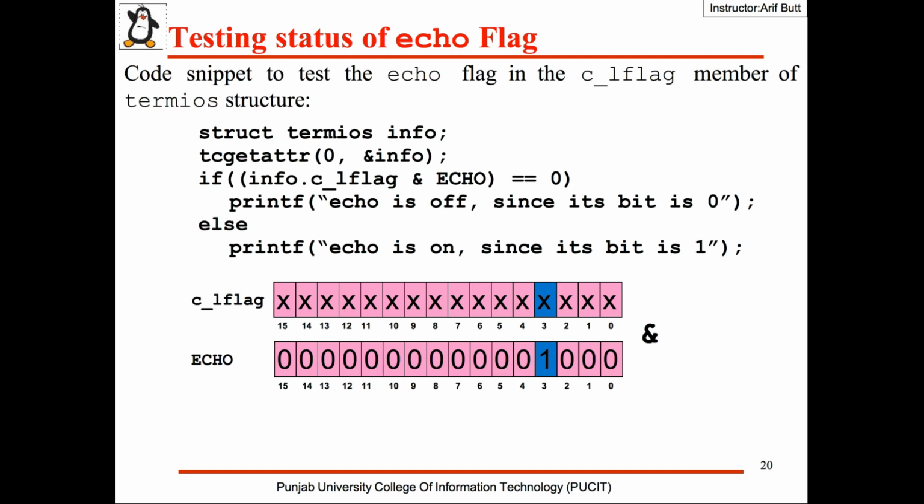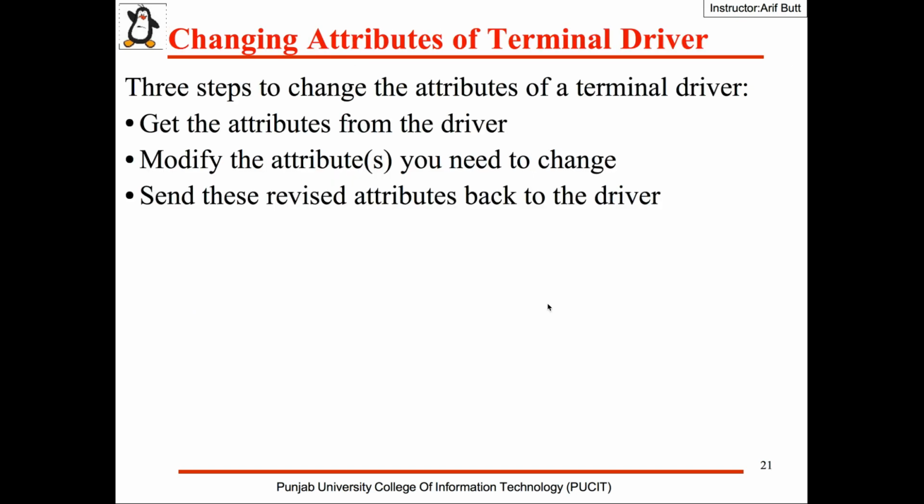Let me move on to the next task, and that is to change the status of any of these bits. Over here I have just checked whether this bit is on or off, and now I want to change the status of these bits. Well, if you want to change the attributes of the terminal driver, these are the 3 steps you need to follow. First of all, you need to get the attributes from the driver. Then you modify the attributes as per your requirements, and then you need to send these revised attributes back to the driver.